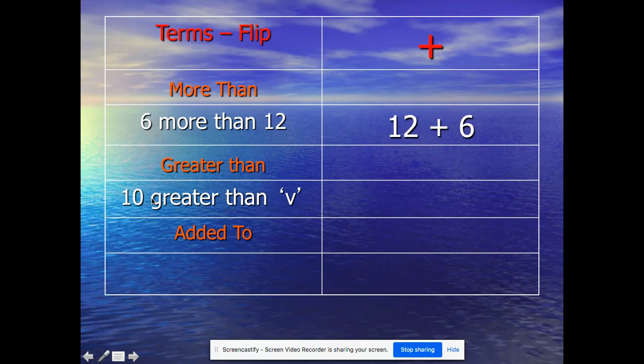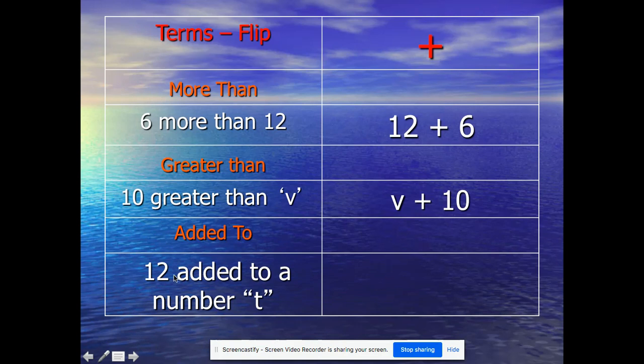So what are we starting with? Are we starting with 10 or are we starting with V? 10 greater than V? Well, in that one, we're starting with V and we're going V plus 10. And then the last one, added to, 12 added to a number T. Which one are we starting with? In that one, we're starting with T and we're adding 12 to it. So T plus 12.